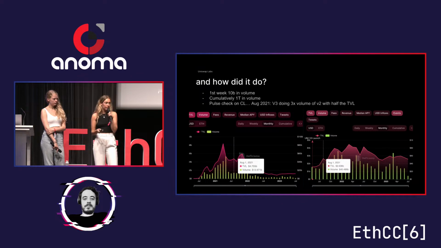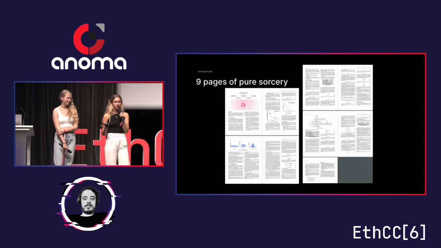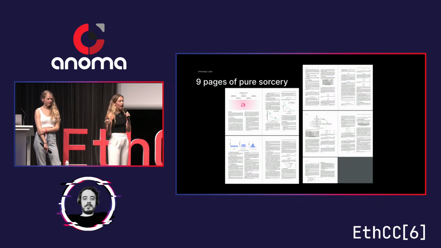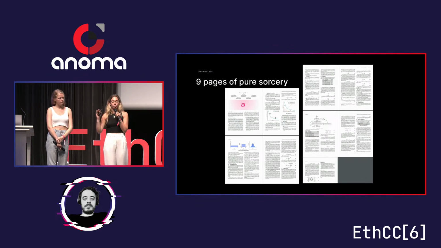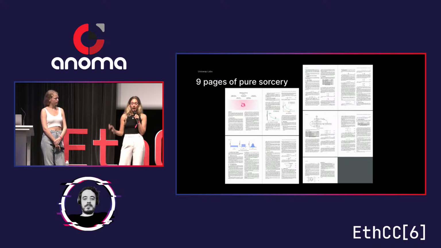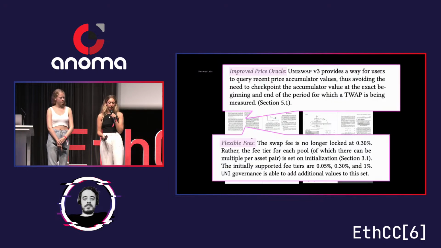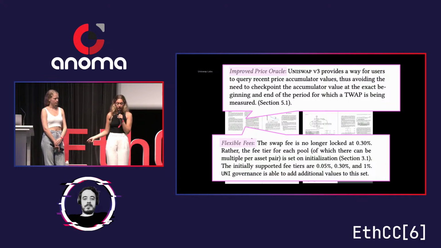But the talk is not about V3. You can go read the white paper. It is absolutely 9 pages of magic and sorcery. I highlight this because there were a lot of really opinionated design decisions in building V3, and today I want to highlight 2. Obviously people remember concentrated liquidity, but there are lots of other changes from V2. 2 of those changes I'm going to talk about are the Oracle and then fee tiers.